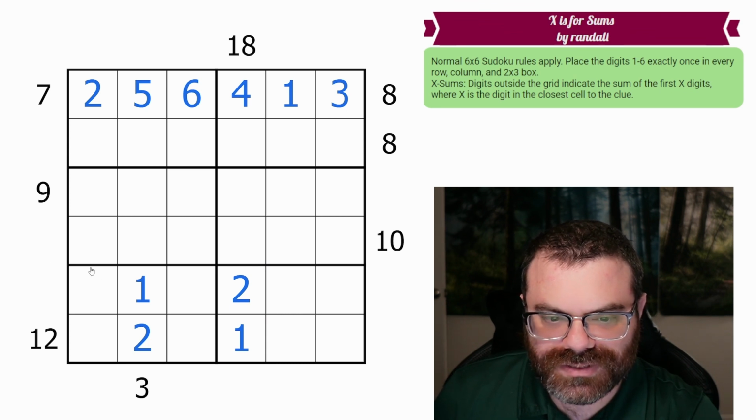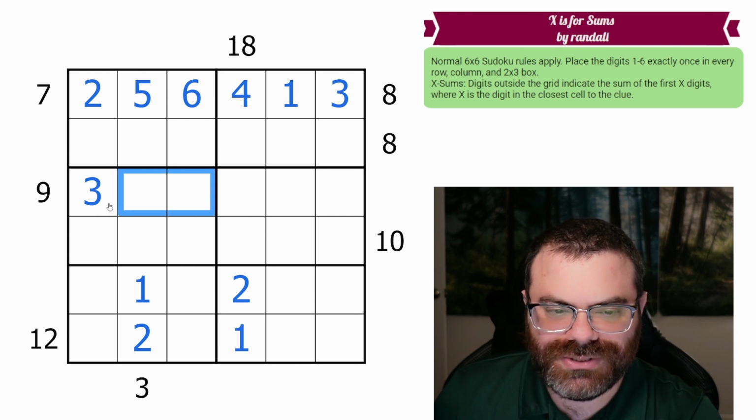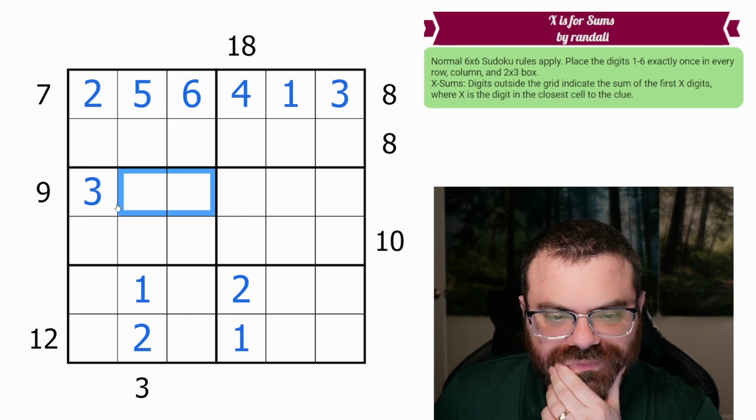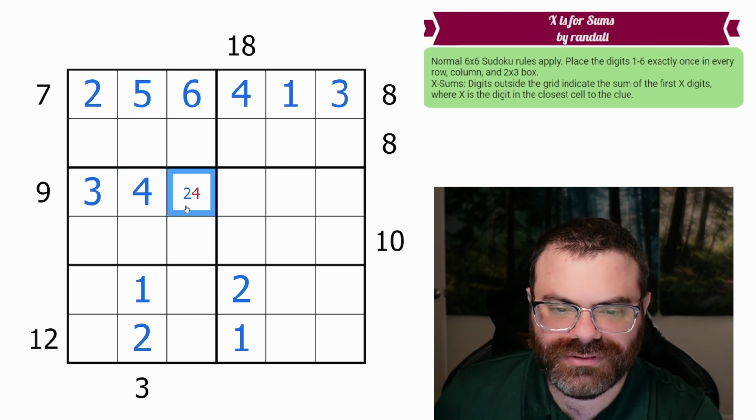Okay, what do we do next? This one needs to add to 9. Can't use the 2, so it has to be the 3 as well. Now these two need to add to 6. So they're either 1, 5 or 2, 4. But they can't be 1 plus 5 because the 1 and 5 are used. So this is a 2, 4, and we know the order.